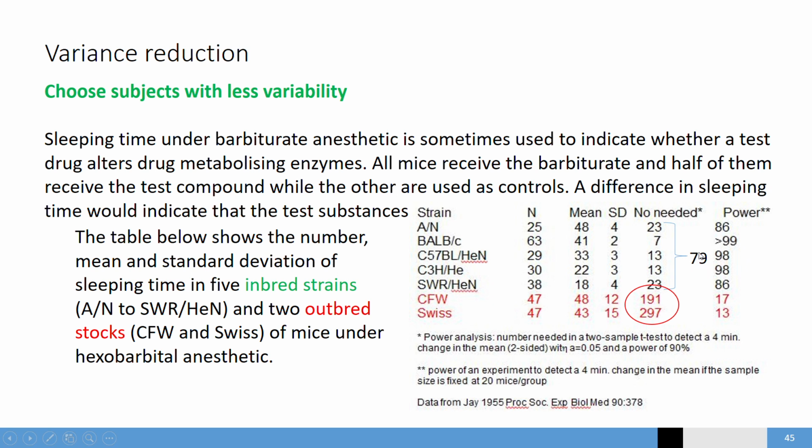So this is compared to the outbred stocks. Because they are much more variable, we will need many more animals to detect a 4 minute change in each one of these groups. So we will need almost 200, 300, which is much more than the 80 that we will need with the individual strains. We will come back to this example later after we present the inbred strains and the outbred stocks.